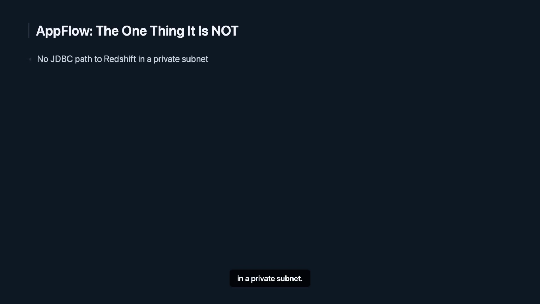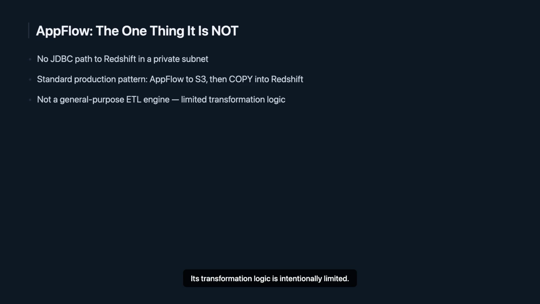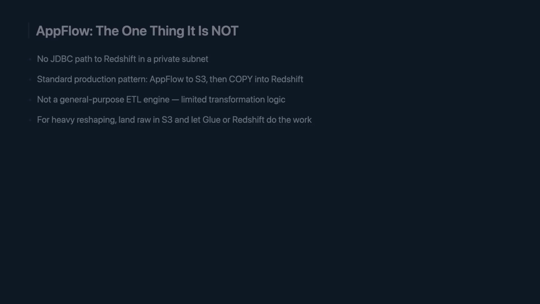Now the nuance. AppFlow cannot use a JDBC connection to reach a Redshift cluster sitting in a private subnet. Direct private connectivity is possible through the Redshift Data API, but the standard production pattern is simpler and more common. Land the SaaS data in S3 first, then copy it into Redshift from there. AppFlow is also not a general-purpose extract, transform, load engine. Its transformation logic is intentionally limited. For heavy reshaping or joins, land the raw data in S3 and let Glue or Redshift do the real work.